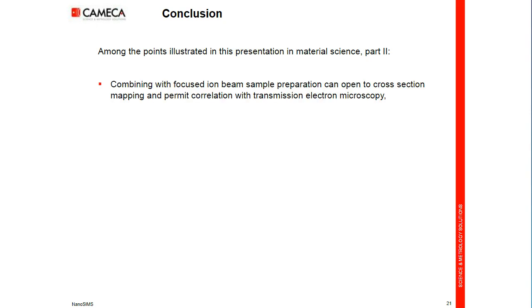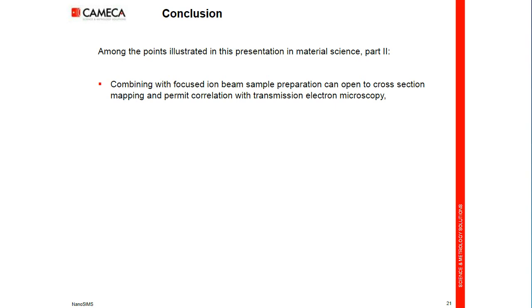Let's conclude. Among the points illustrated in this presentation, semiconductor, nanotechnology, profiling, we can say that combining with FIB sample prep can open to cross-section mapping and permit correlation with transmission electron microscopy. We do not need sophisticated FIB preparation, only a lamella of 1 micron.